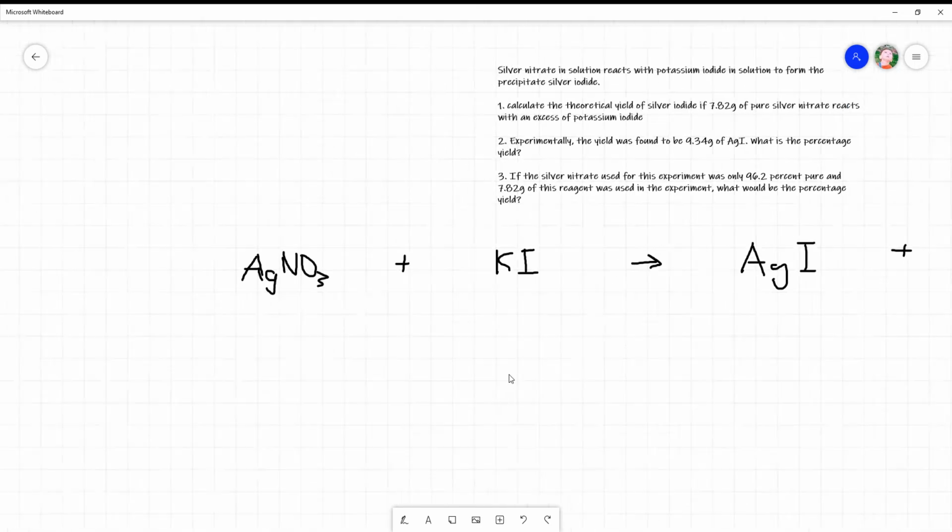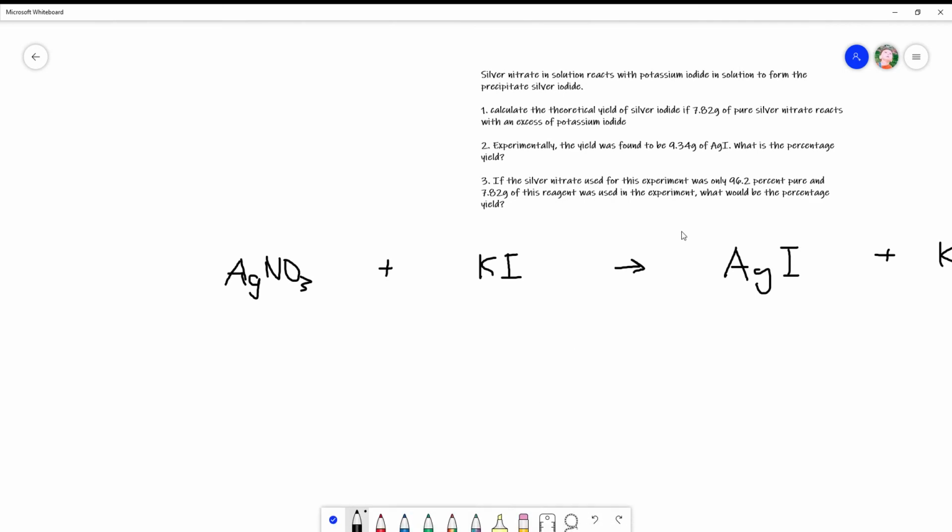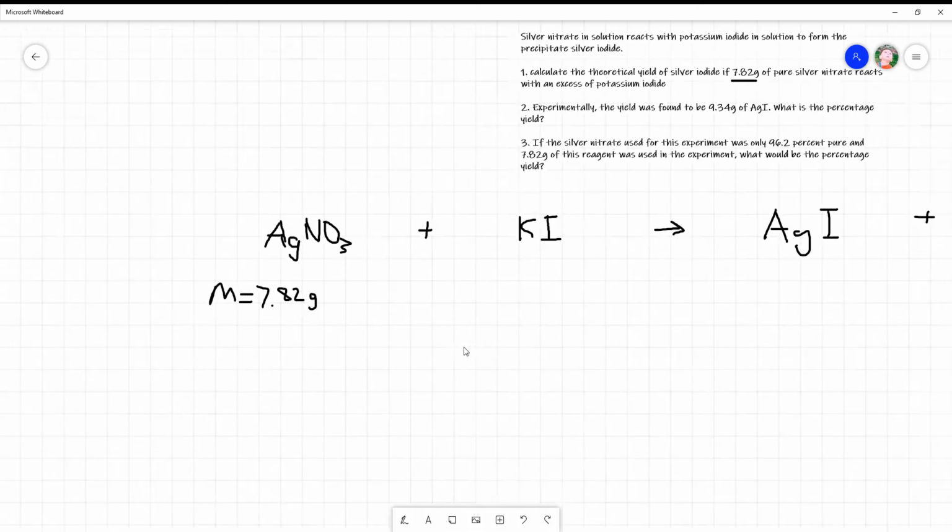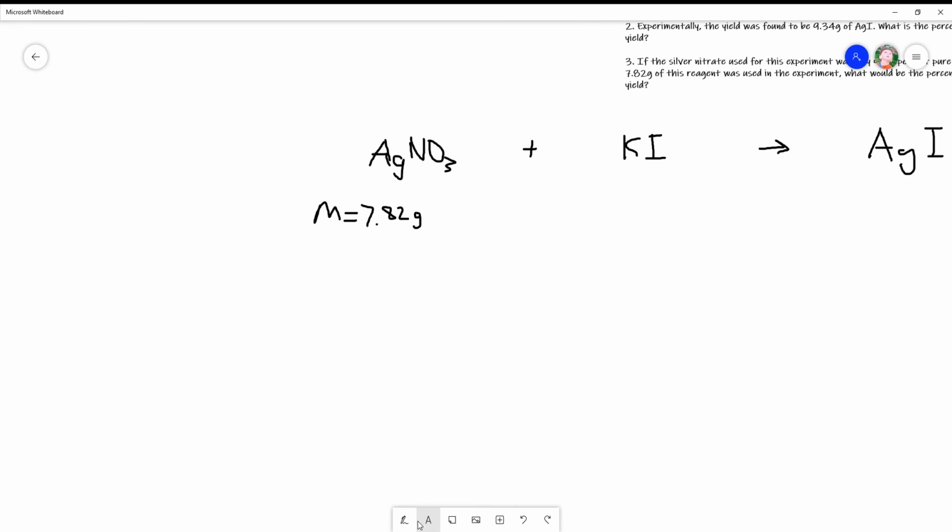So now, looking back at the question, we can see that they gave us a mass for silver nitrate, which is 7.82 grams. So we can write the mass underneath silver nitrate on the chemical equation to show that they are related. So the mass of silver nitrate is 7.82 grams. And now the next step is to calculate the molar mass of silver nitrate.